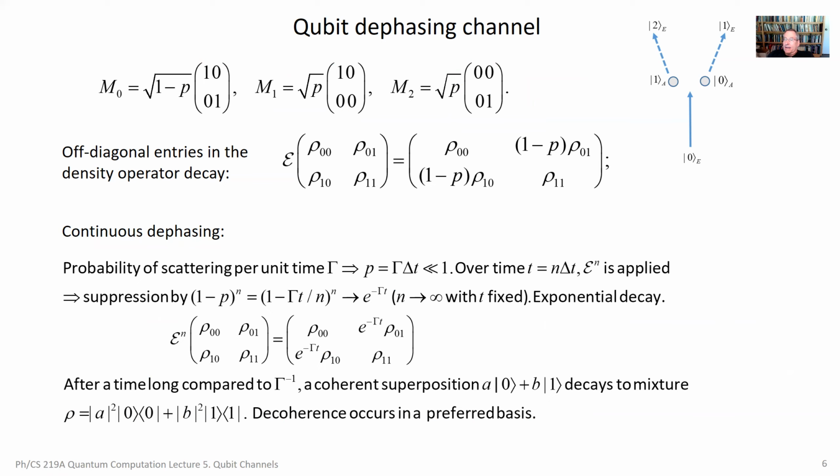Now let's go back to the original three Kraus operator representation, because that's convenient for seeing how the density operator of a qubit is affected by this channel. So suppose there's some input density operator, completely general. I've just written it this way. It's actually, as you know, a Hermitian, trace 1, non-negative operator.